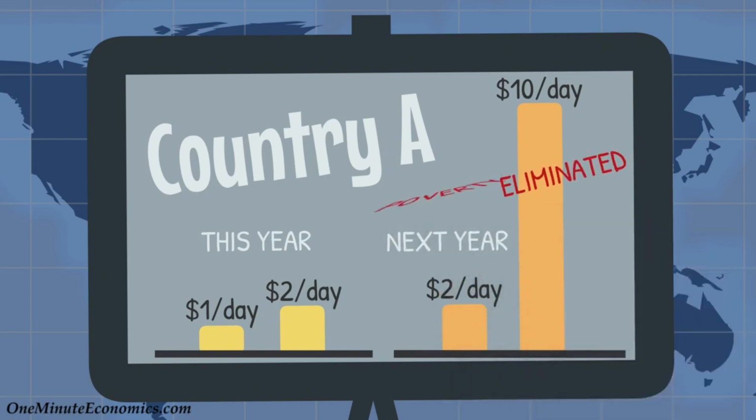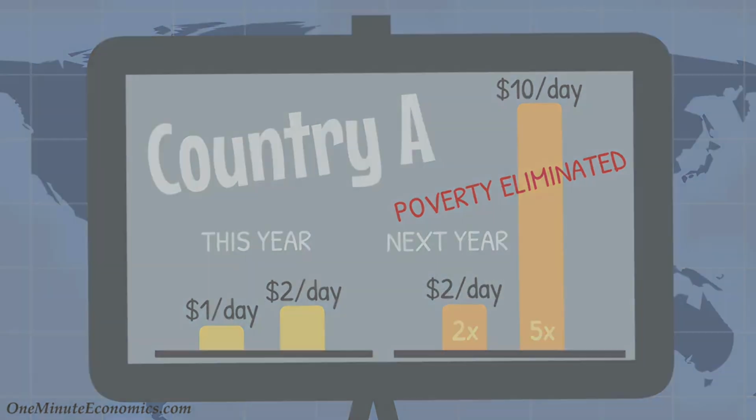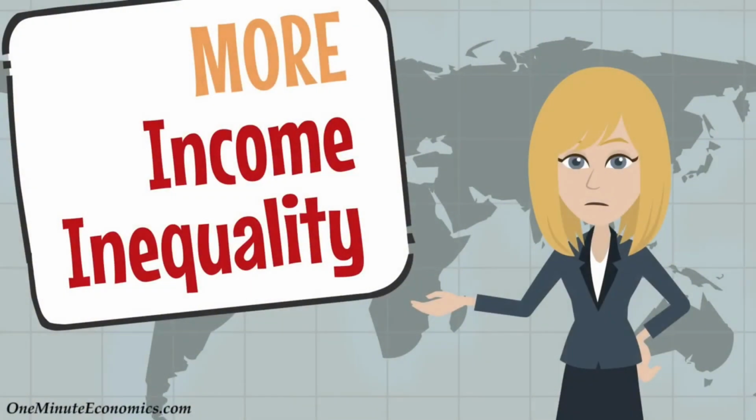Poverty has been completely eliminated now that everyone earns $2 daily or more, but 2. The income of half the citizens doubled, whereas for the other half, it's now 5 times higher. Therefore, there's currently more inequality than before despite everyone making more money. Simple enough?